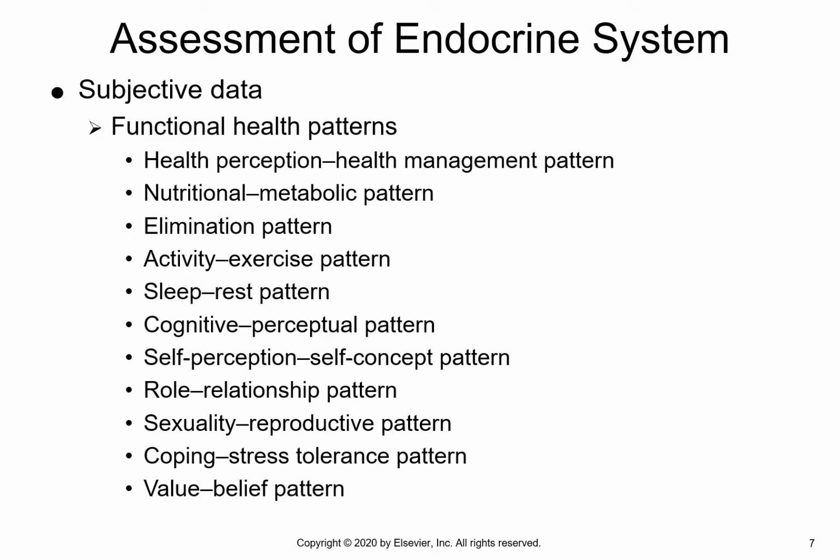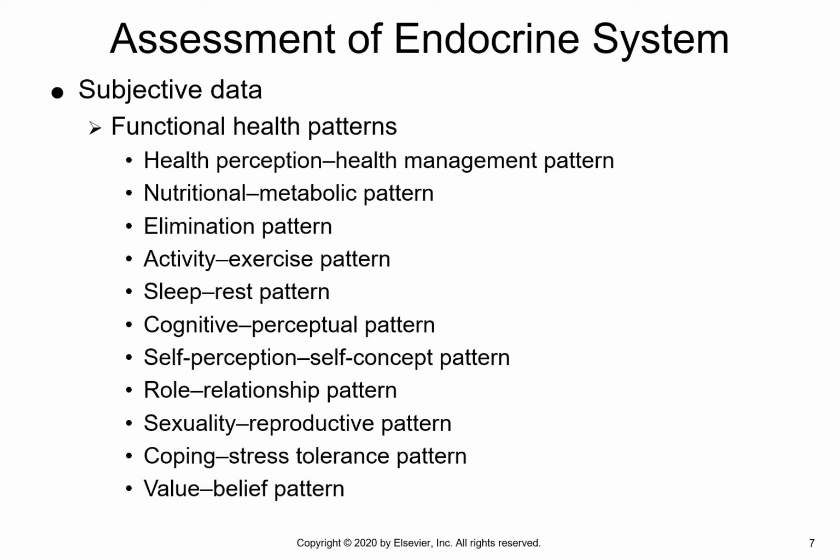So, functional health patterns. Key questions to ask the patient with an endocrine problem are outlined in your book on table 47.4. It gives you very specific questions that you can ask your patient based on each system of the body. Heredity plays a key role in the development of endocrine problems. Ask about first-degree relatives with diabetes, thyroid disease, or endocrine gland cancers. Since these conditions have a familial tendency, a genetic assessment of family members may be needed.